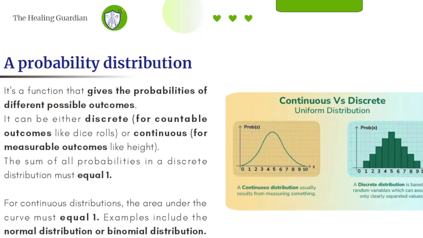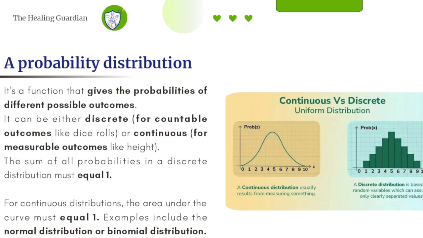Probability distribution. Now we are trying to summarize because of the issue of time. A probability distribution is a function that gives the probabilities of different possible outcomes. So if I'm making a probability distribution, I'll say how many outcomes. Maybe I use a good example of tossing a coin or rolling a die: I may get 1, I may get 2, I may get 3, 4, 5, or 6.